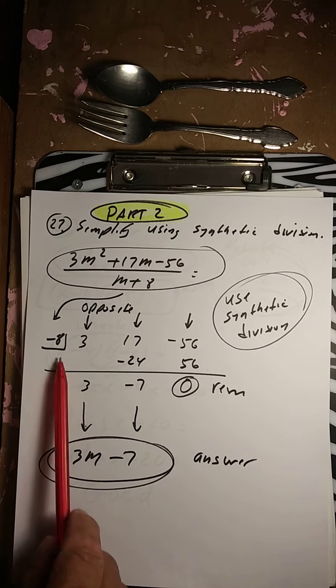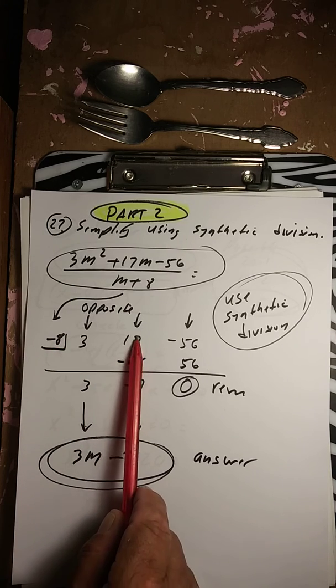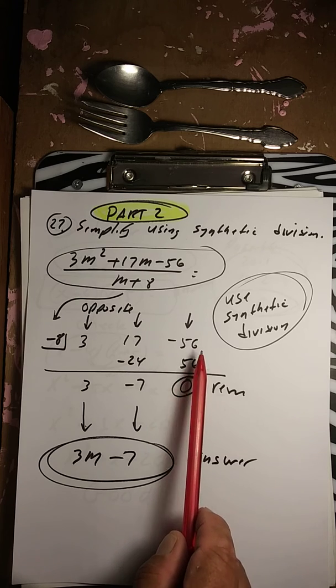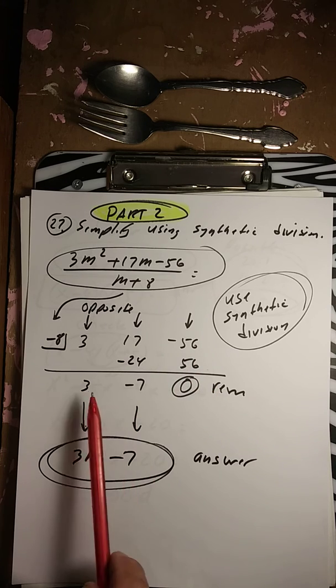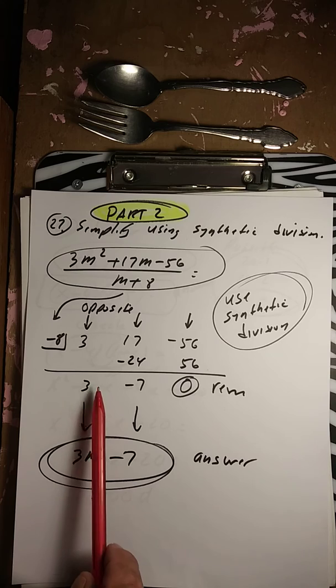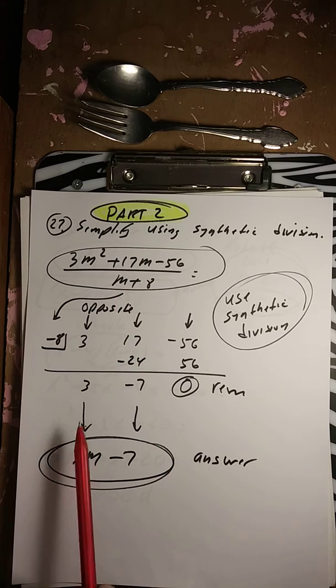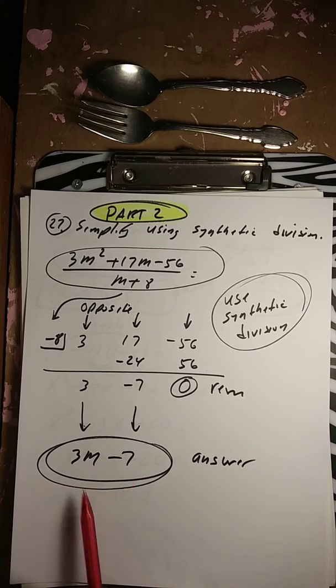Bring the 3 down. That turns out is negative 24. 17 minus 24 is negative 7. That turns out is positive 56. 56 and negative 56 is going to be 0 remainder. And convert it back. This 3 really means 3m, and this is negative 7. So it was m squared. Now it's going to be just what? 3m minus 7. There's the answer.